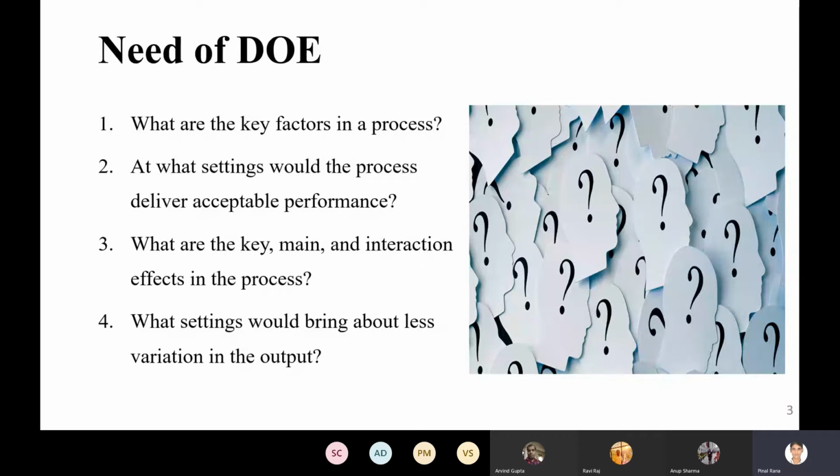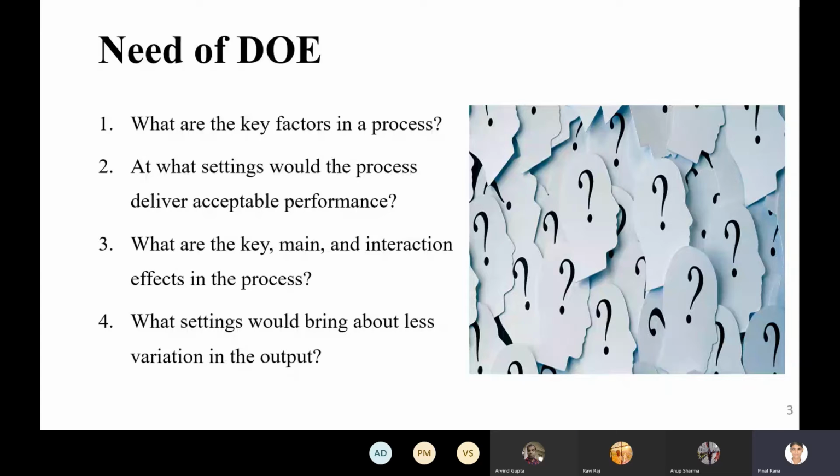Once we know the most important parameters that affect the responses, the next task is to know to which extent they affect the responses. Third is, what are the key main and interaction effects in the process. The interaction of the important parameters and its effect on the responses. And at the last, what settings would bring about the least variation in the output. Means decide the range of processing parameters and their interaction.